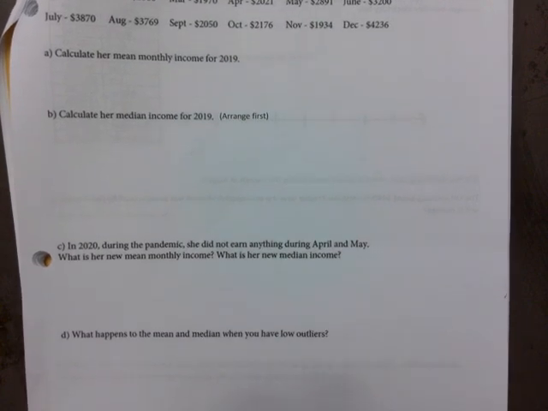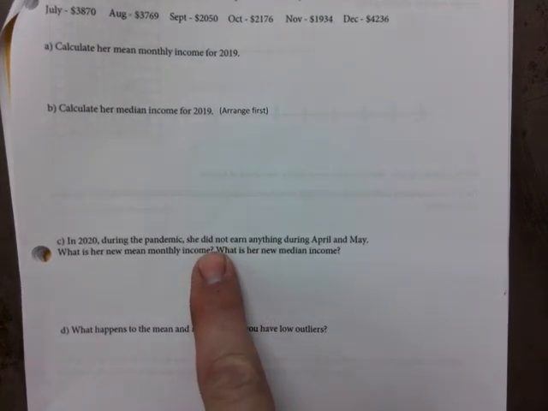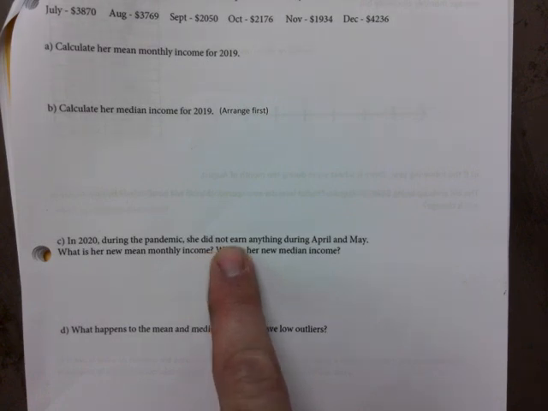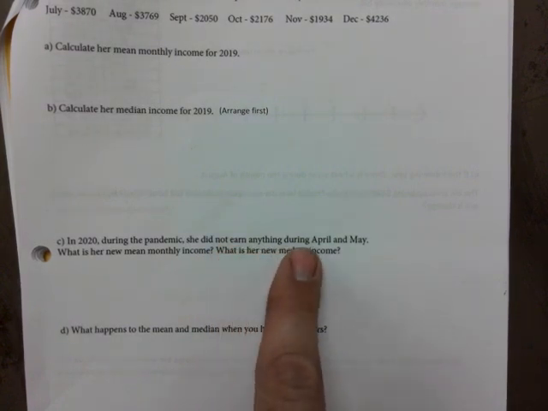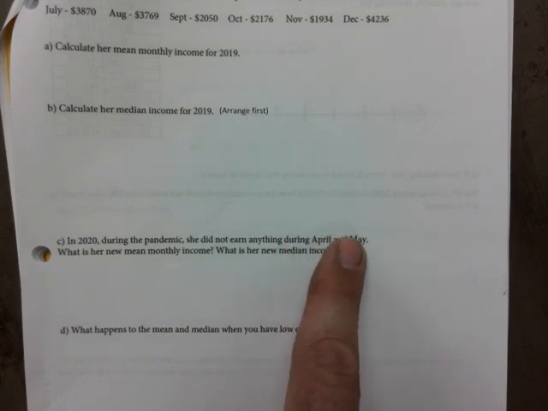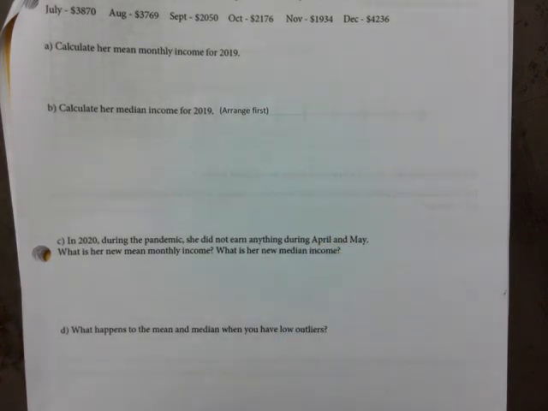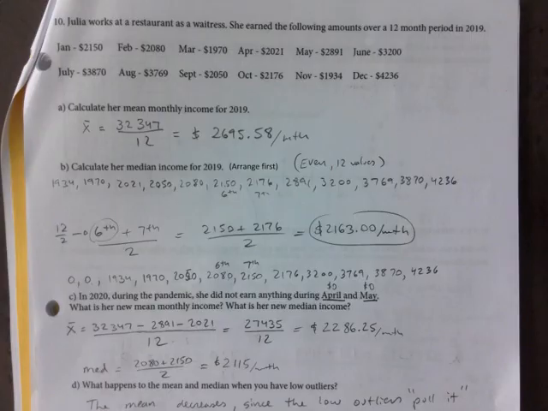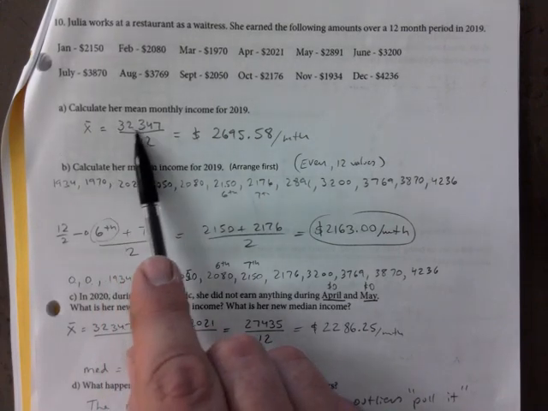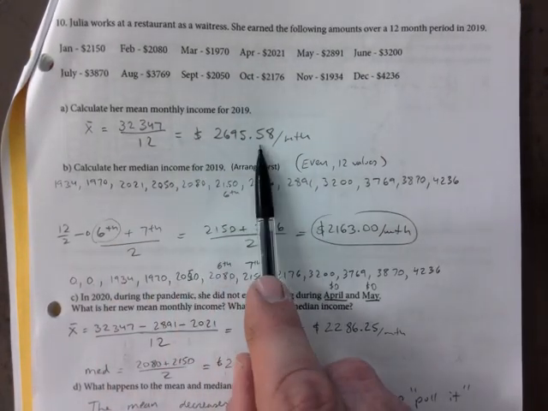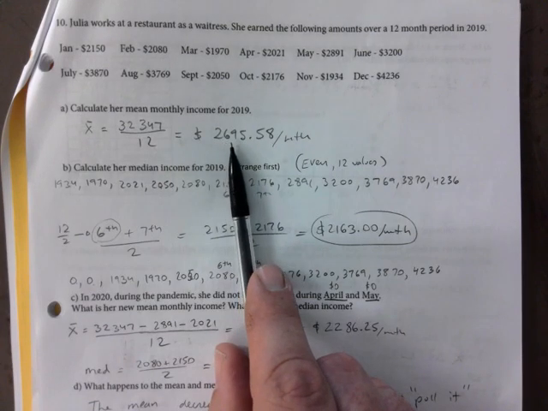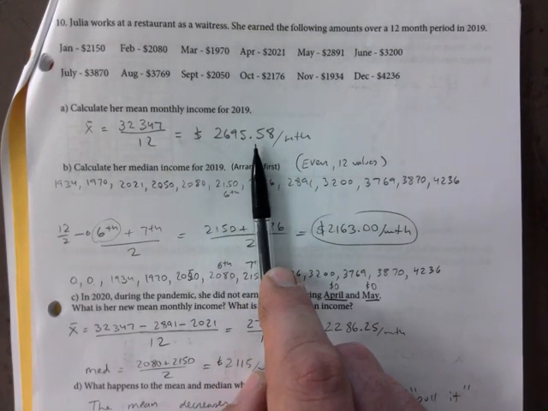You got to watch out for C, right? C, you're not removing incomes. Those incomes just turn to 0. Okay? There are 2 months where you don't make anything. So you're not removing numbers, you're just changing numbers in your set. So you got to watch out for that. So here you go. So for the mean, it's simply just add up all the values divided by 12. It's as if you're making $2,695.58 a month. So you're spreading out everything.